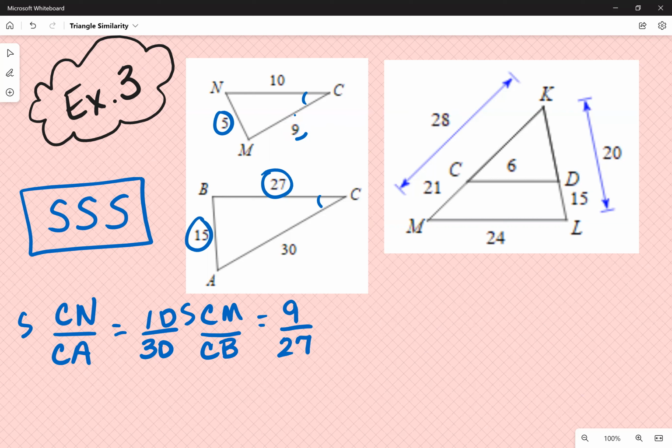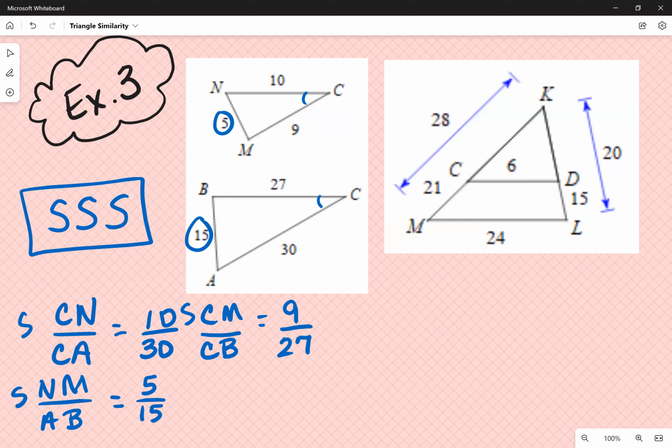All right, and then so the last side, I have 5, which is the smallest number, and 15, which is the smallest number. So those two match together. And I'm just going to do, this time I have to do 5 over 15. So that's going to be NM over AB. And you're probably wondering, well, wait a minute, how do you know it went in that order? Because you're going to have to rotate this particular triangle. So that's how I knew.